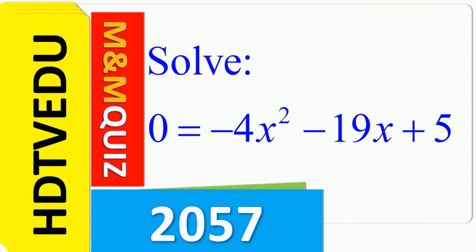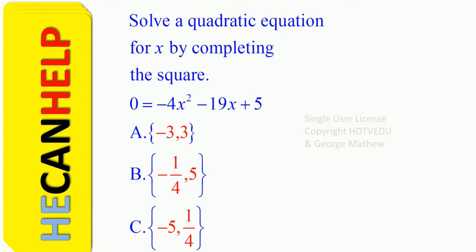Solve 0 equals negative 4x squared minus 19x plus 5. Solve a quadratic equation for x by completing the square. 0 equals negative 4x squared minus 19x plus 5. Is it A, or is it B, or is it C?